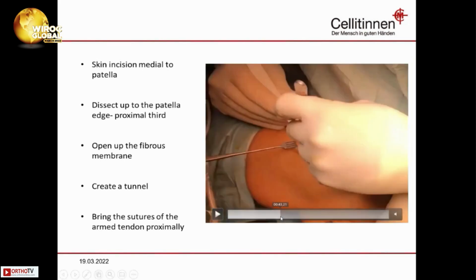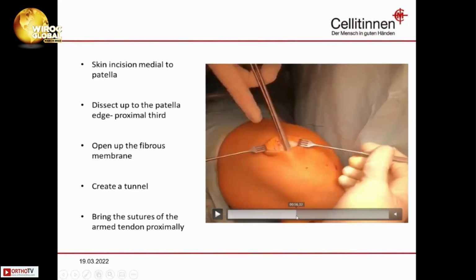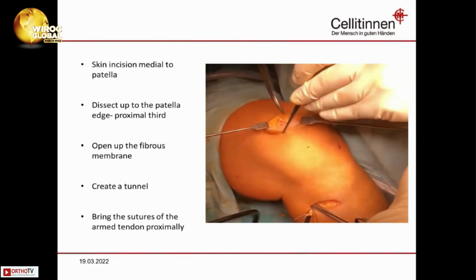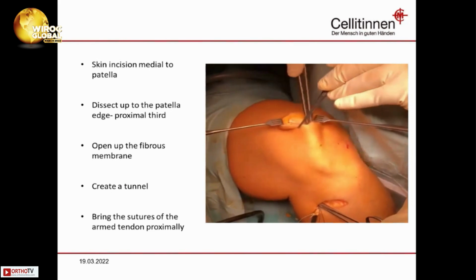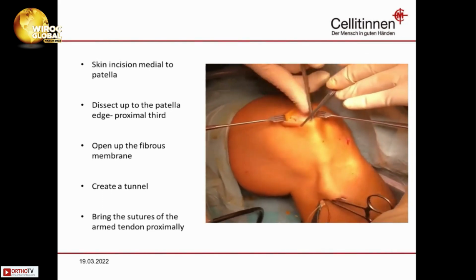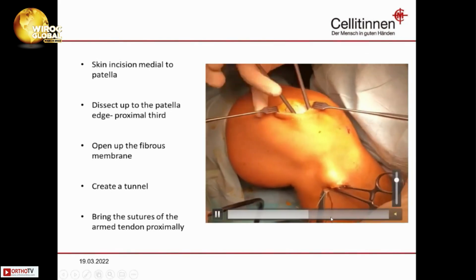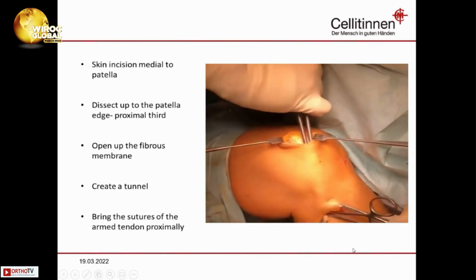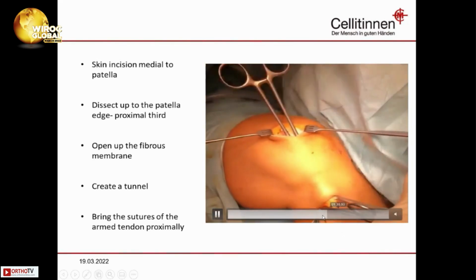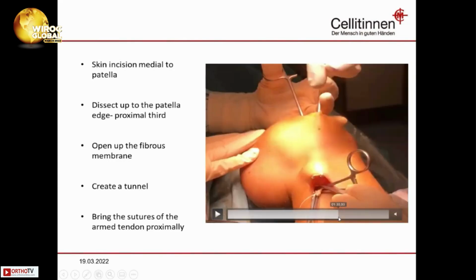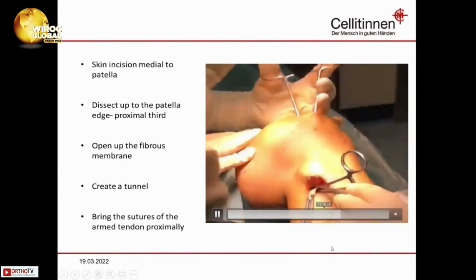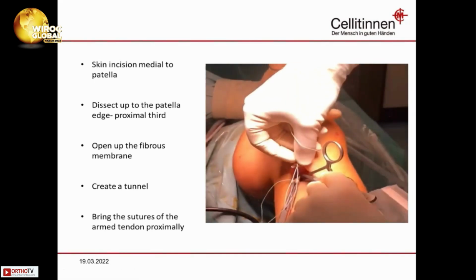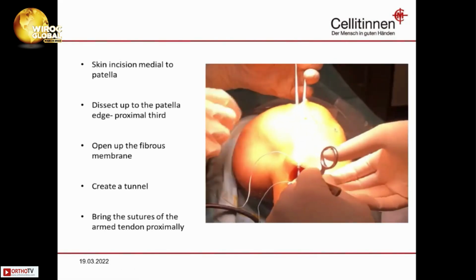And after doing that, you bring your clamps, as you see here, and you have to do it a couple of times in order to do your tunnel and to have an easy access. And what's really important here is that your clamp, when you bring your tendon, has to be anterior, as you see here, anterior to the sartorius fascia, because that's the key point of this operation.